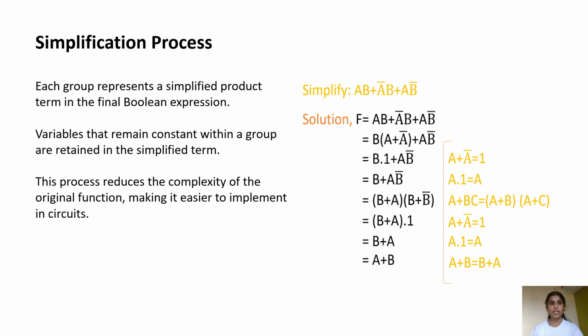Simplification process. Each group represents a simplified product term in the final Boolean expression. Variables that remain constant within a group are retained in the simplified term. The process reduces the complexity of the original function, making it easier to implement in circuits.